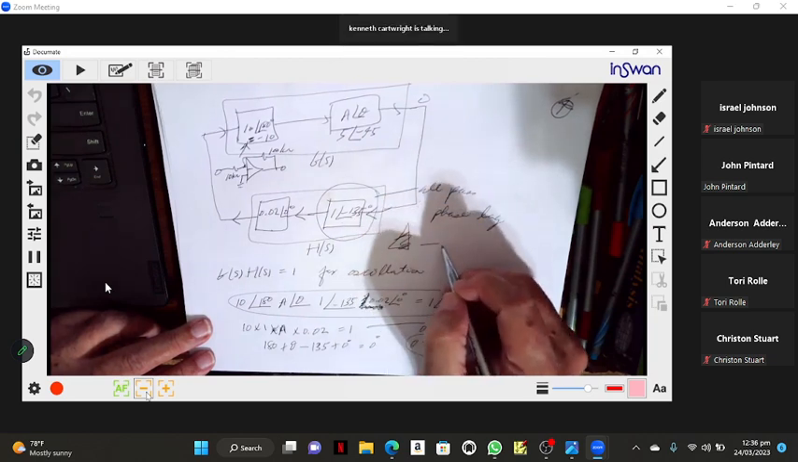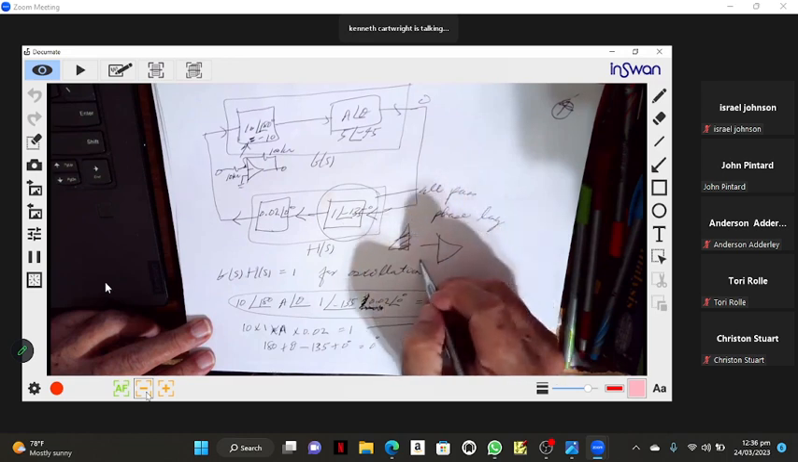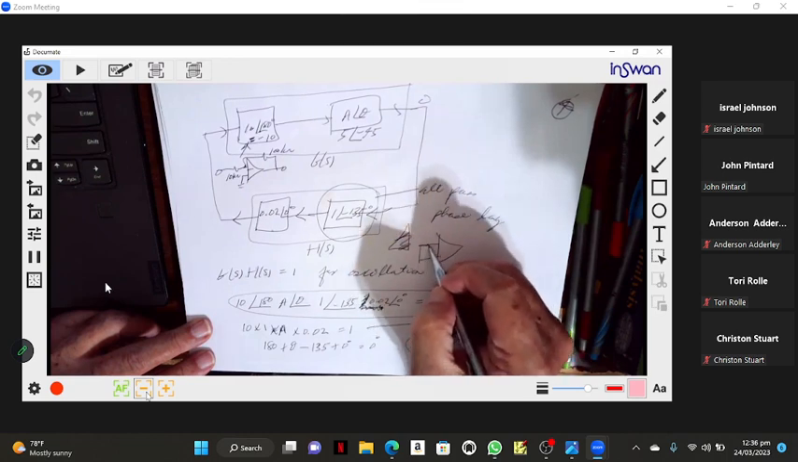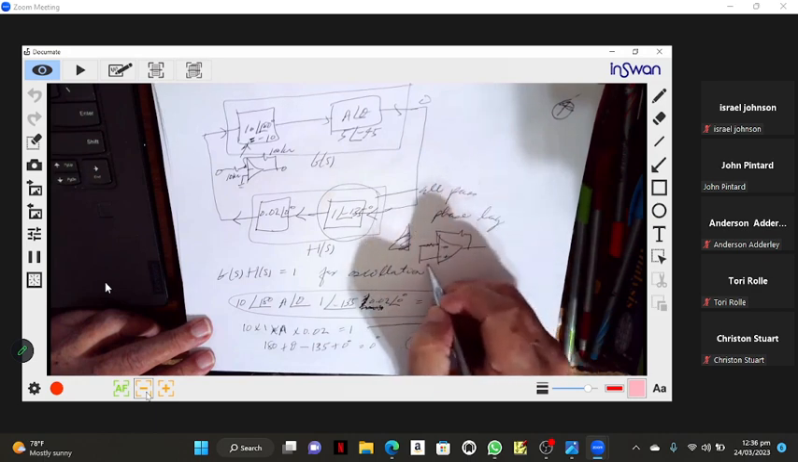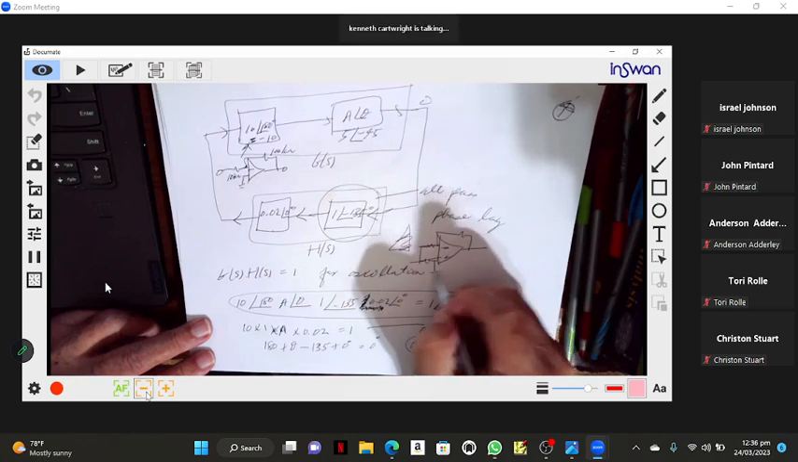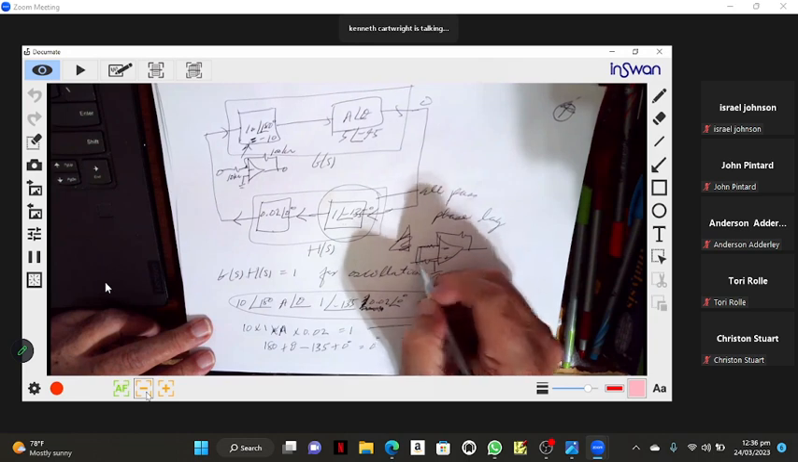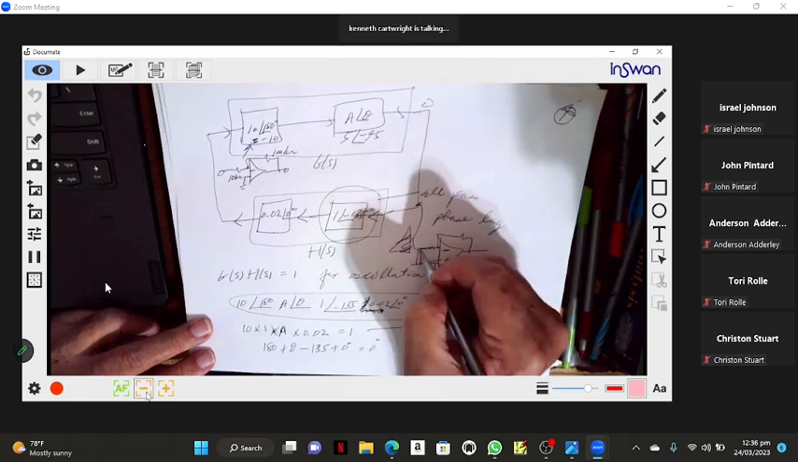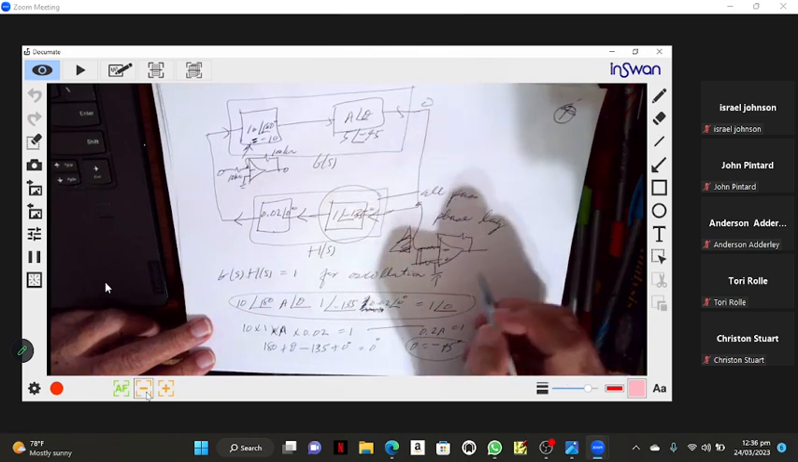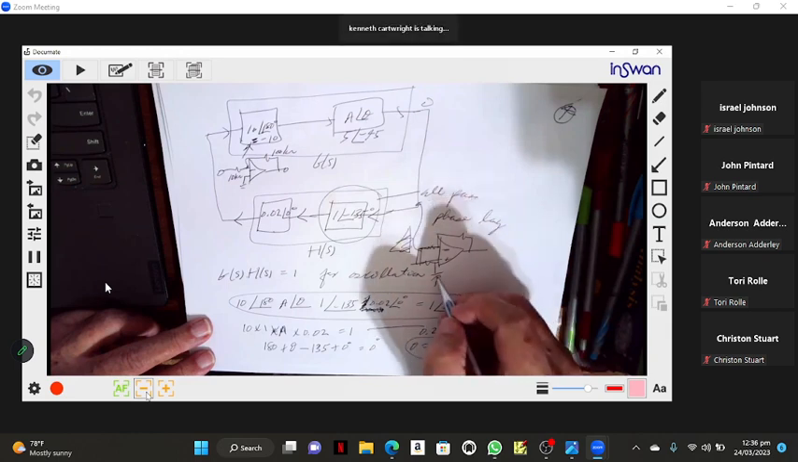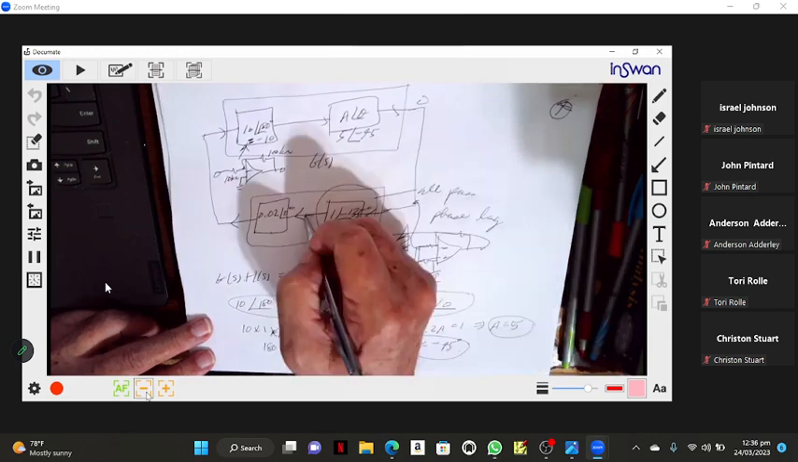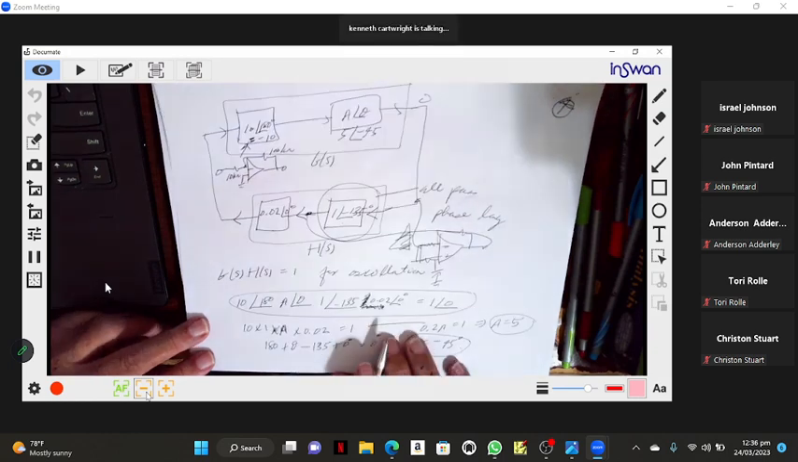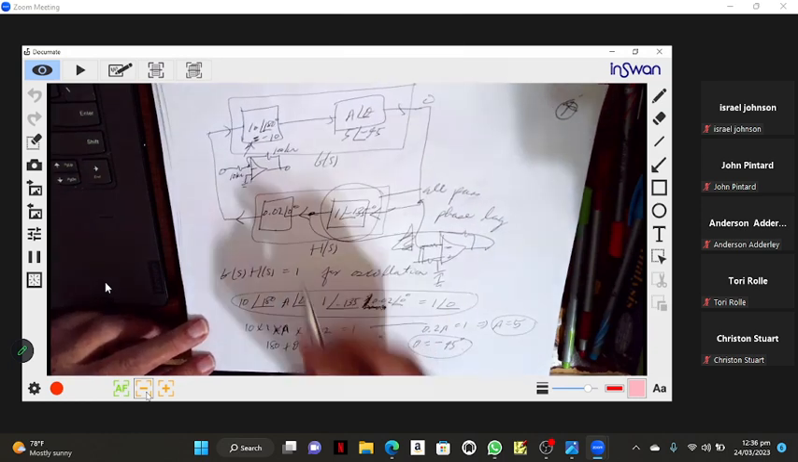But let me draw it the other way. It looks like this. You come in here, and you go here. That's the output. Now, what does this look like?